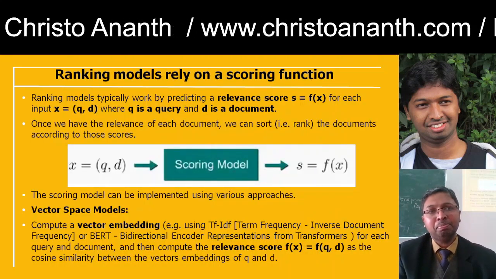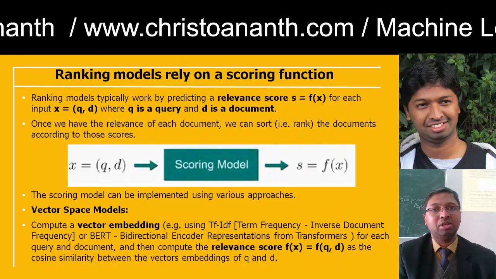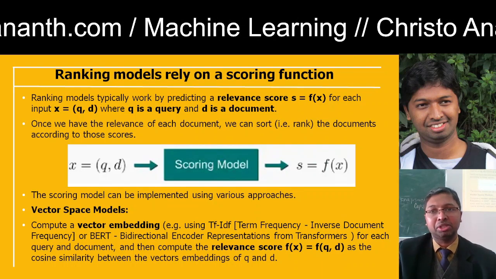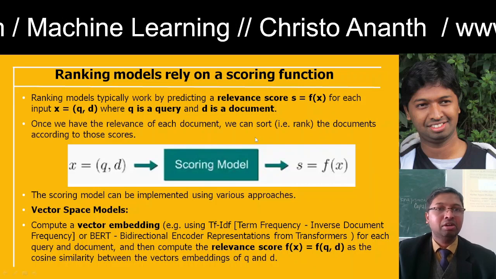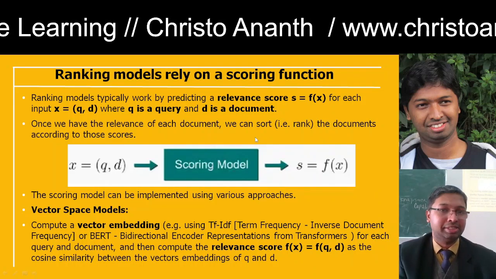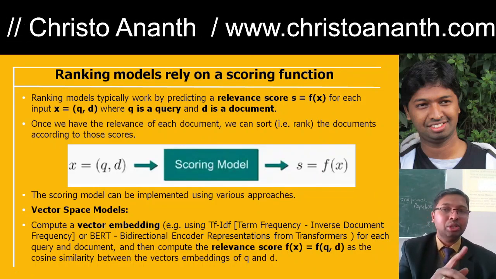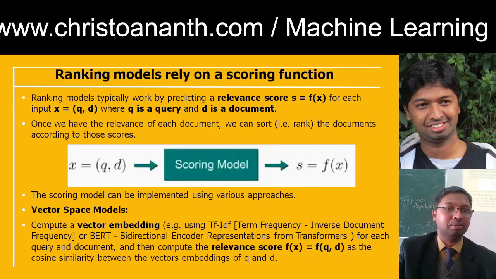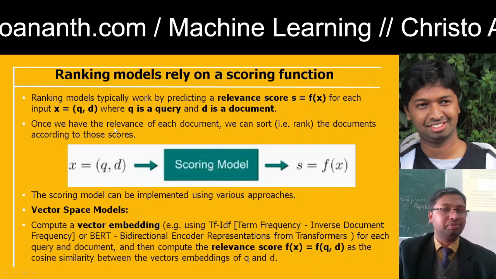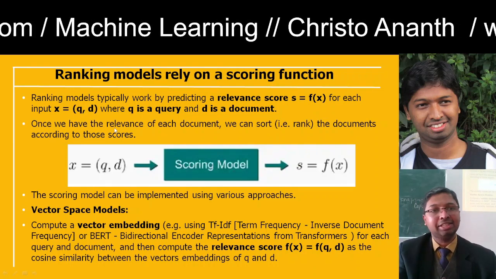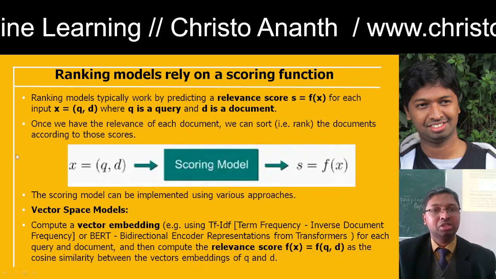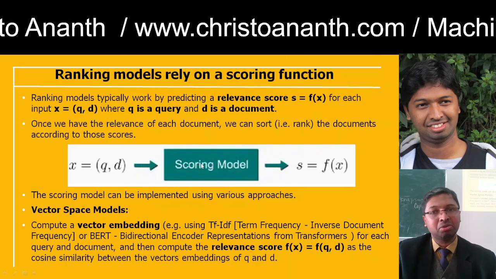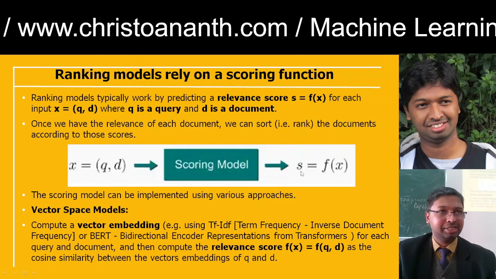So we predict with these ranking models, according to the relevance score that we will be calculating. So s is equal to f of x for each input value x. Here you will have a query and a document, where q is the query and d is the document. Once we have the relevance of each document, we can rank the documents according to the scores. So x is equal to the query comma document, which passes to the scoring model. Here you will have s is equal to f of x.